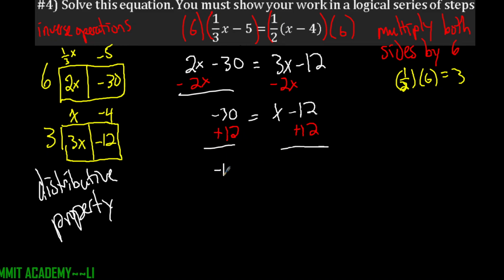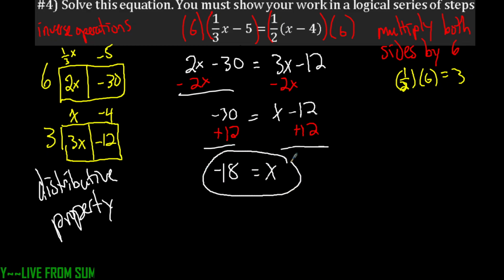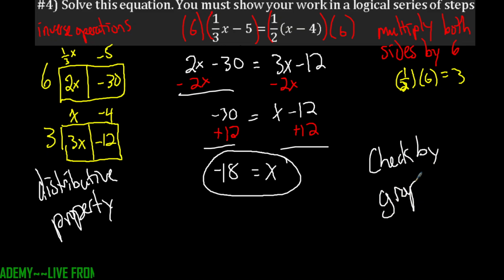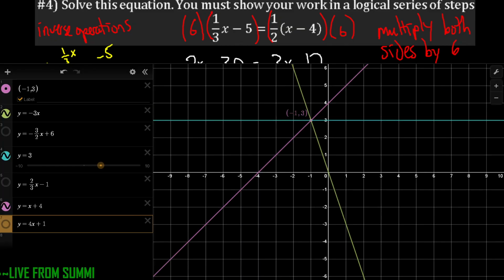And we can say that our answer is going to be -18. And then we can say check by graphing. So how do we do that? Well, I can type in my left side of my equation, and I can type in my right side exactly as they look. So let me pull up our graphing calculator like this. Let me clear some of this out.